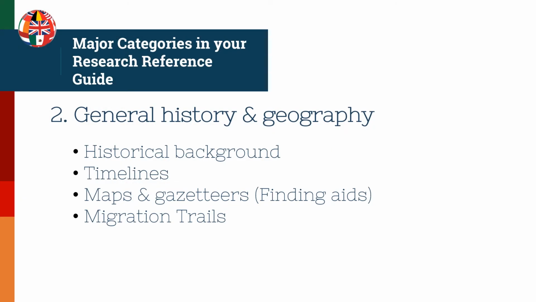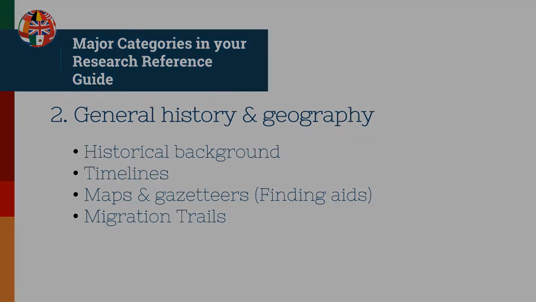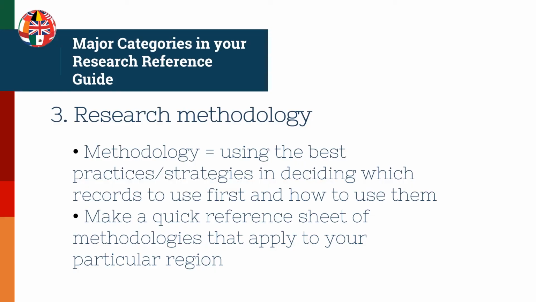The next major category to consider for your research reference guide would be general history and geography. You may want to include articles or links to historical background, timelines, maps and gazetteers, and migration trails. Next would be a section on research methodology. Methodology can be defined as using the best practices and strategies in deciding which records to use first and how to use them. You could make a quick reference sheet of methodologies that apply to your particular region.